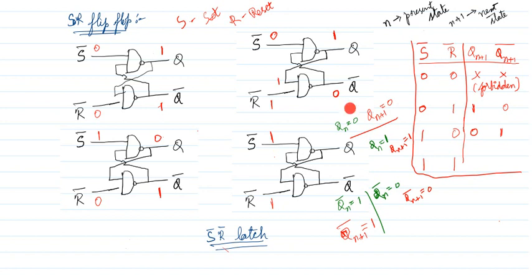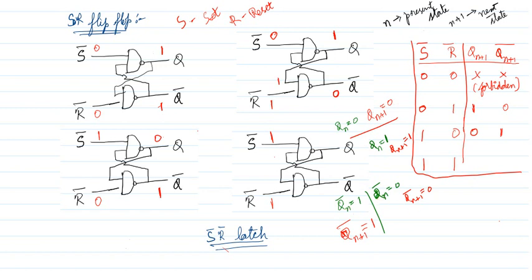This is for the example I have taken. I have taken the past state 0 1 as the first example, 1 0 as the second example. Whatever I take, the next state Qn plus 1 is equal to Qn. Similarly, Qn plus 1 bar is equal to Qn bar.